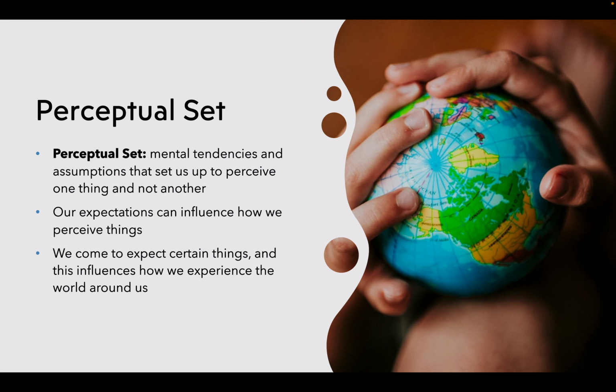All right, back to perceptual set. So the perceptual set is the mental tendencies and assumptions that set us up to perceive one thing and not another. The main thing for this is our expectations, and that can influence how we perceive things. And so on page 136 of your textbook, there are a few examples of this.